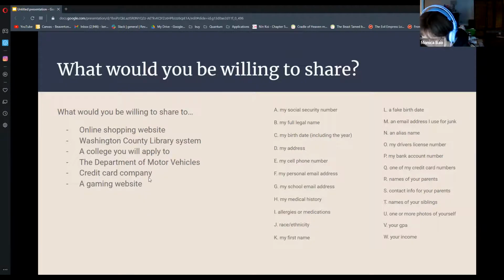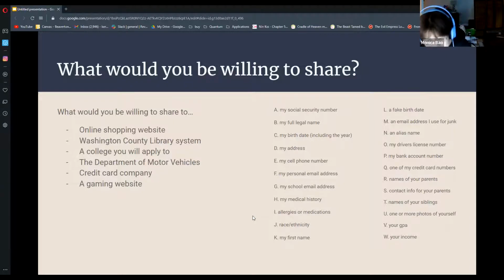Credit card company would be B, C, E, P, Q. So full legal name, birthday, cell phone number, bank account number, and one of your credit card numbers. Okay, yeah. I think this is kind of similar to the DMV, where you want this to be official, so you're just going to send all the official information, but some of these are really not necessary, like a social security number. I don't think you really need that to make a new credit card.